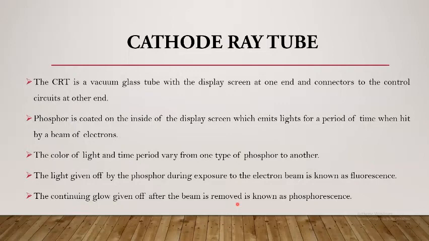A cathode ray tube. Now what we'll see? We'll see CRT. Now see, the CRT is vacuum glass with the display screen at one end and connectors to the circuits at the other end. I will show you in the diagram.